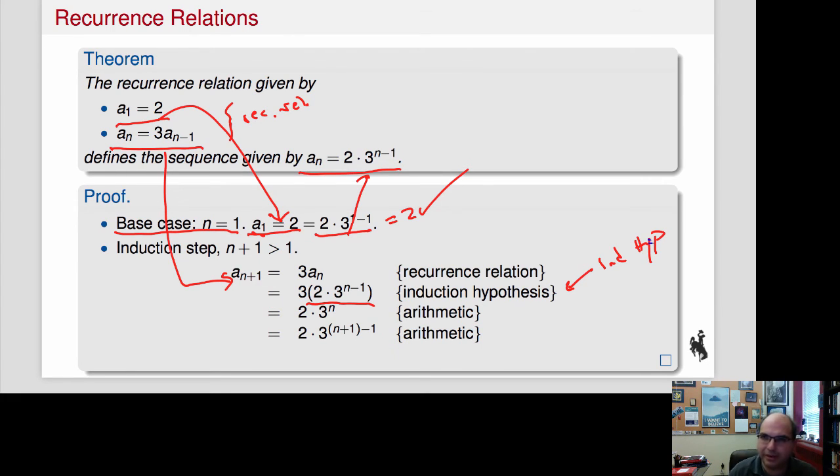Well, usually when we get here, the rest of it is just algebra. So 3 times 2 times 3 to the n minus 1, that's just 2 times 3 to the n, okay? And, oh, I recognize that that's really 2 times 3 to the n plus 1 minus 1. And now what I have is that a sub n plus 1 is equal to 2 times 3 to the n plus 1 minus 1, which is exactly what we were trying to prove right here, okay? So, yes, proof is done. Right? So that's the way that we'll prove those.